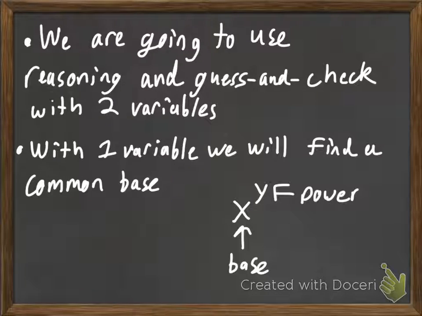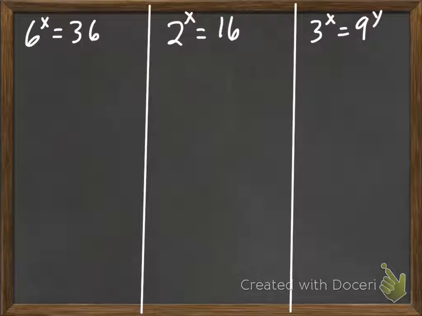So we have three examples here. We're going to start on the far left. So we have 6 to the power of x equals 36. So whenever I say we need to find a common base, we look to see which one of them has the variable. Well, our left side has the variable and our base is 6. So we want to try to see if we can get 36 to have a base of 6. So what that means, I need this to be 6 to a power.